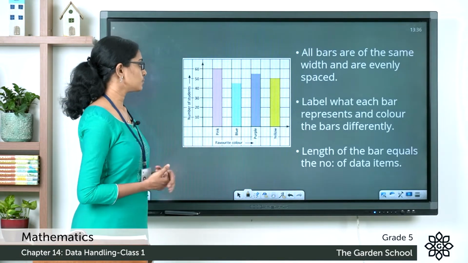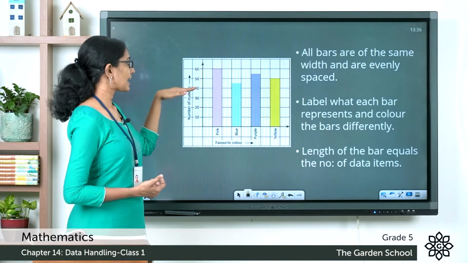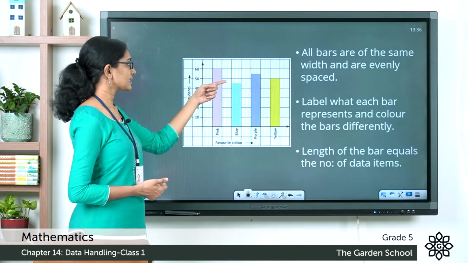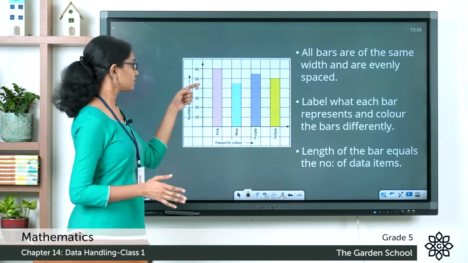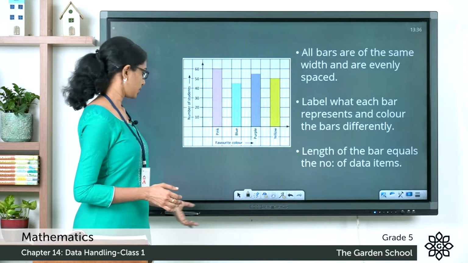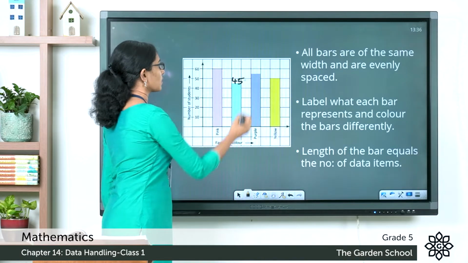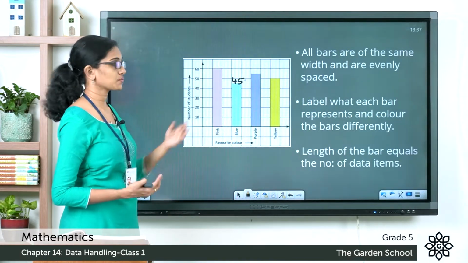Now what about the color blue? See the height of the bar, which is colored in blue, ends in between 40 and 50. So it is ending at the midpoint of 40 and 50, which is 45. So in this case, it corresponds to a number of 45. The number of students who like blue as their favorite color is equal to 45.